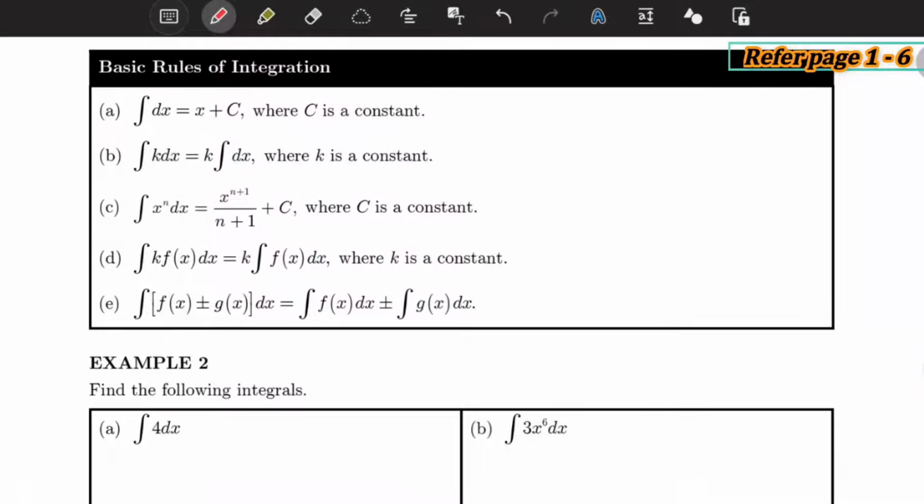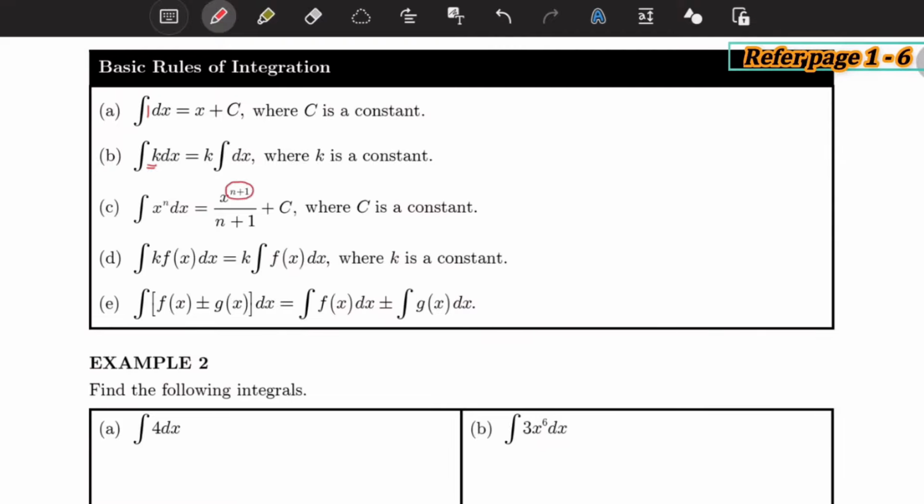Basic rules of integration. Integrate dx, or we can write 1 here, equals x plus c, where c is a constant because this is an indefinite integral. Integrate k, where k is a constant, equals k times the integral of 1 dx, or integrate dx. C: integrate x power of n equals x power of n plus 1.